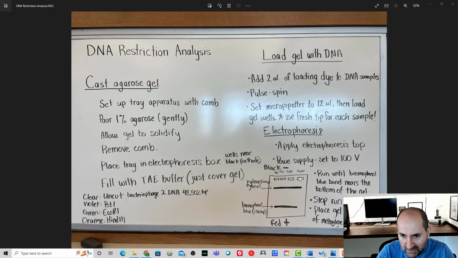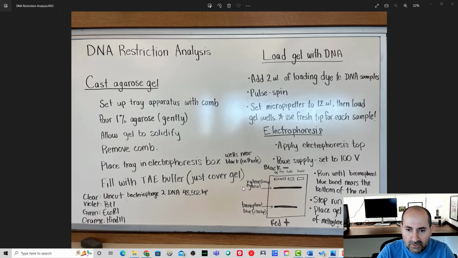And then when we loaded these into the gel and applied an electrical current, remember we set the power supply to about 100 volts, then the DNA ran towards the red end of the electrophoresis machine. Remember, DNA is negatively charged, and so DNA will flow from the negative end towards the positive end.